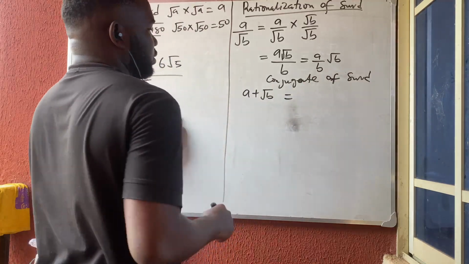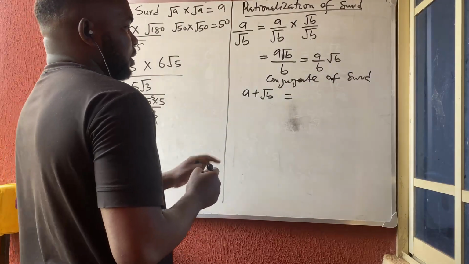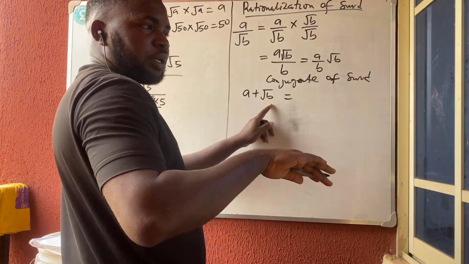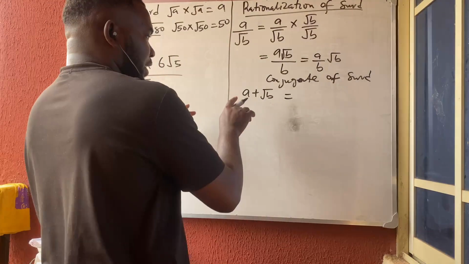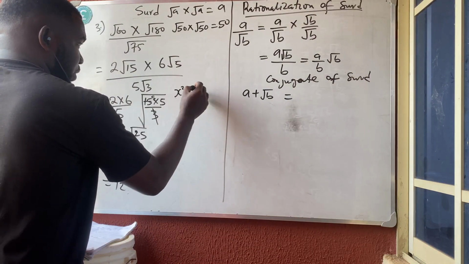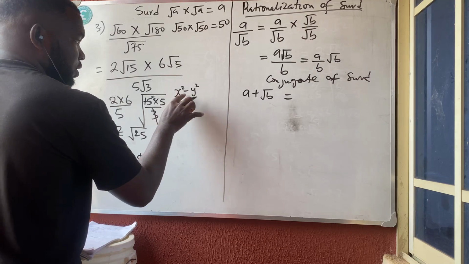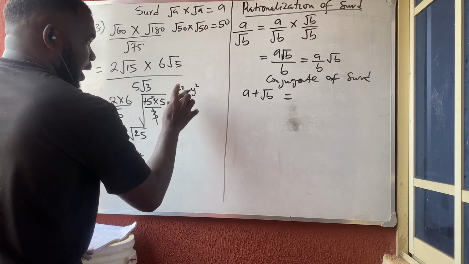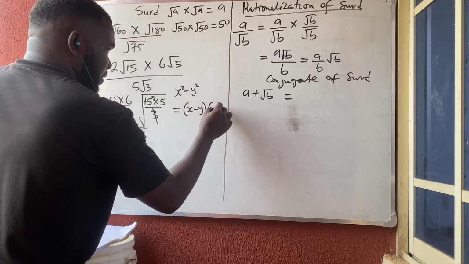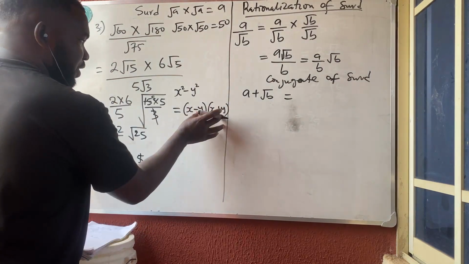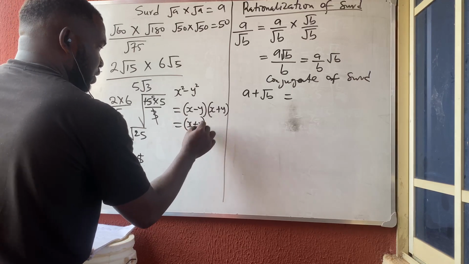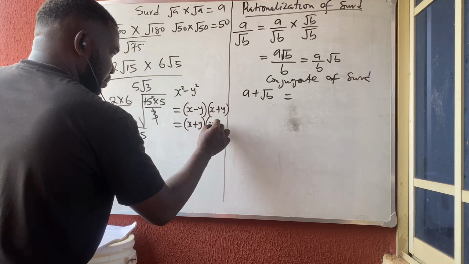The conjugate of this, in difference of two squares, is the first one plus the second one multiplied by the first one minus the second one. Since I've gotten the first one, now look at it. If I have x squared minus y squared, this is a difference of two squares, and it is equal to the first person minus the second person times the first person plus the second person. You can have it like this, or you can have the first person plus the second person and the first person minus the second person.